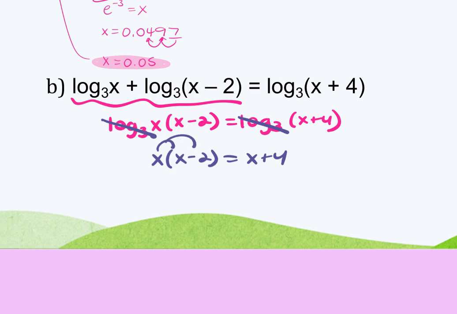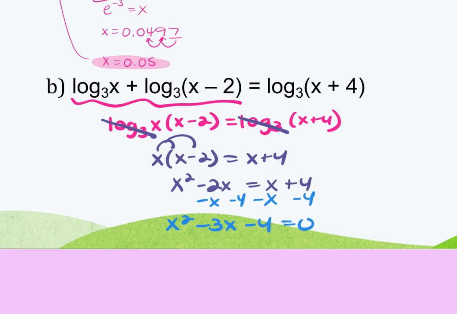I'm going to distribute here. I get x squared minus 2x equals x plus 4. Subtract the x, subtract the 4, because I know I've got an x squared and an x, so I'm going to have to get everything to one side to factor. And I end up with x squared minus 3x minus 4 equals 0. And I'm now looking for the factors of -4 that sum to -3: -4, +1. And I'm going to split and solve. I get x equals 4 and x equals -1.